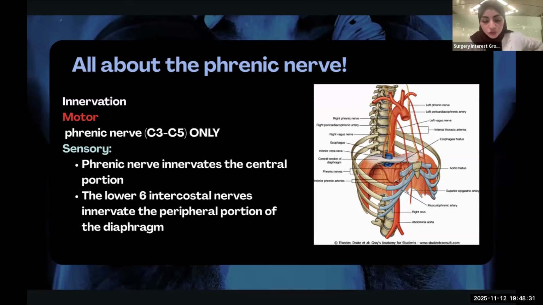Now, what about motor? What supplies the diaphragm? Is it more than one nerve? Only phrenic, only phrenic. And where does the phrenic arise from? Or what's the root of the phrenic? C3, C4, C5. Very important to know. This is where the phrenic nerve will arise from. It will give complete motor innervation to my diaphragm and sensory innervation only to the central part of my diaphragm. And the lower six intercostal nerves will give sensory supply to the costal part of my diaphragm.